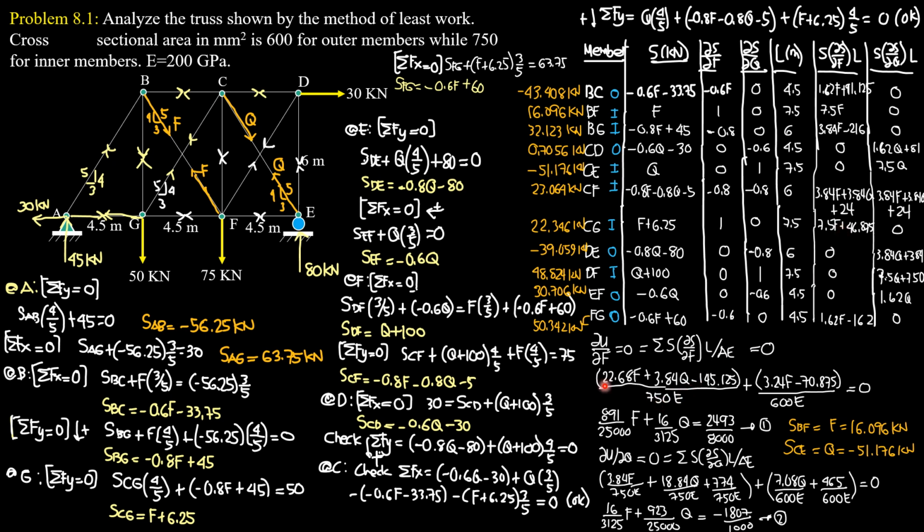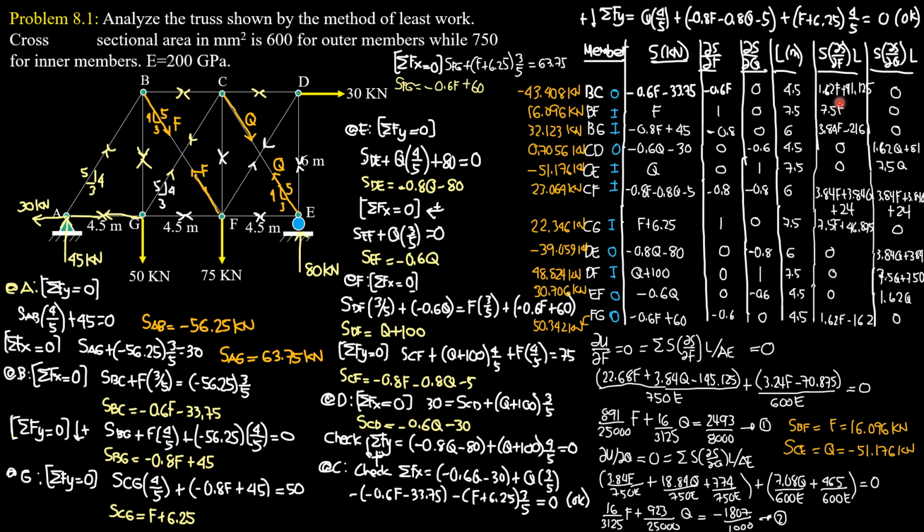That would be 22.65F divided by area, which for inner members is 750, then E. Supposedly we multiply this by 1000 squares, but since we multiply also the rest by 1000 square, we will not multiply 1000 square anymore. So just divide area times E. And E can be cancelled after we cross multiply because we equate it to 0.